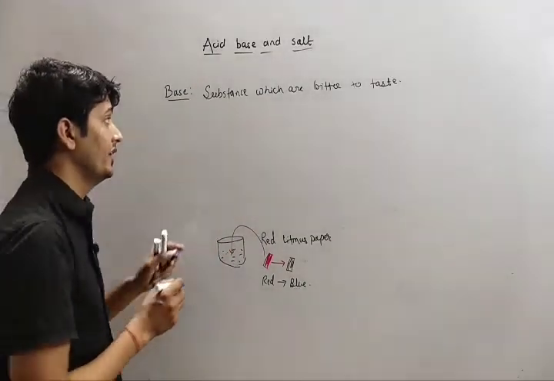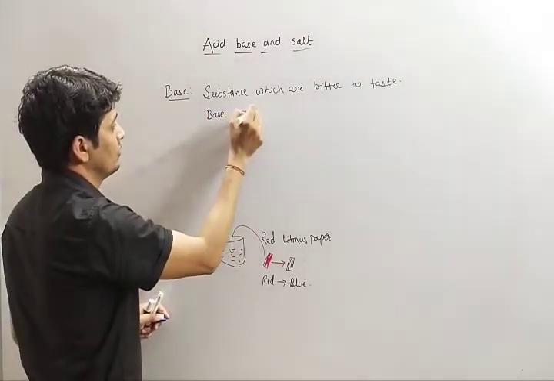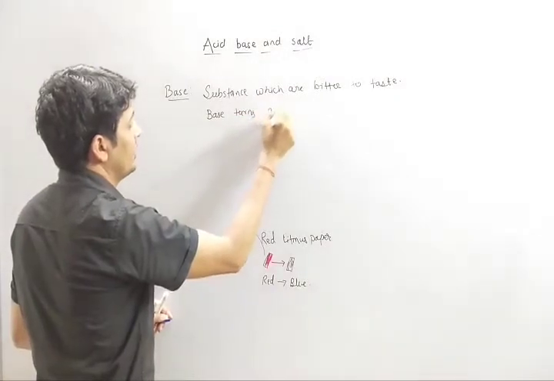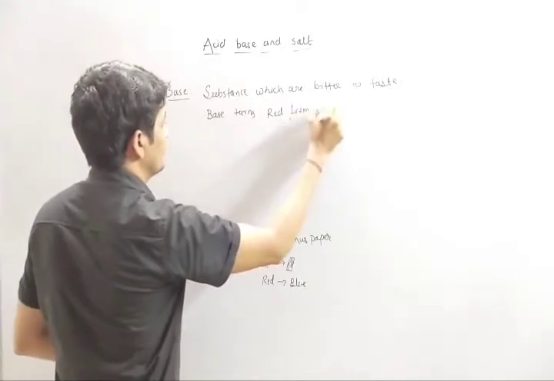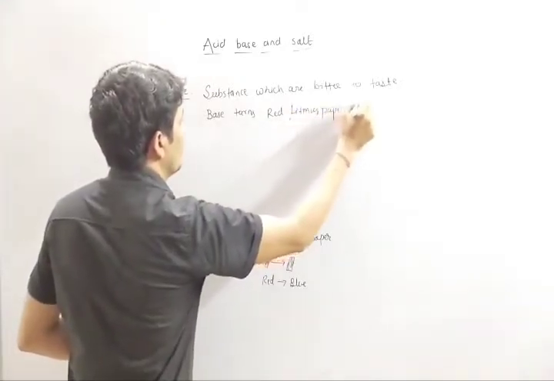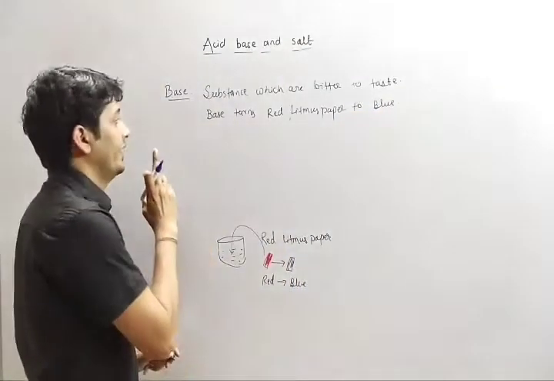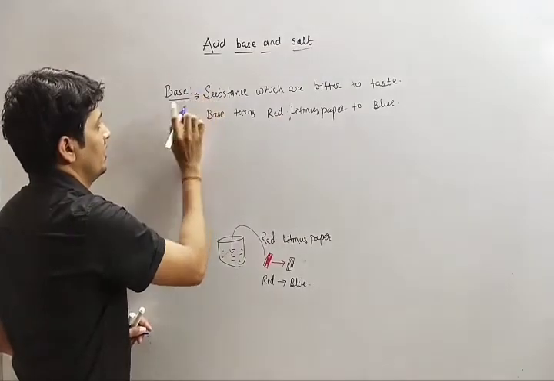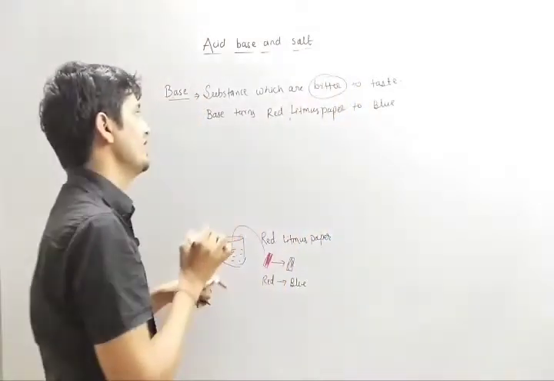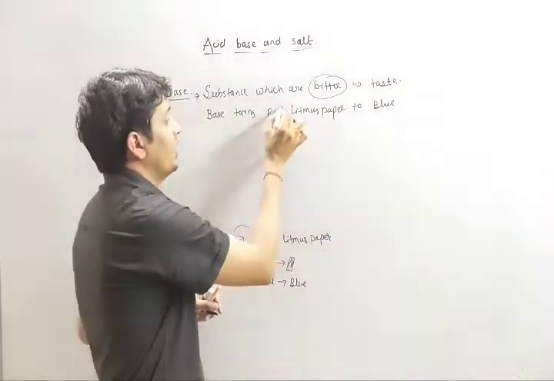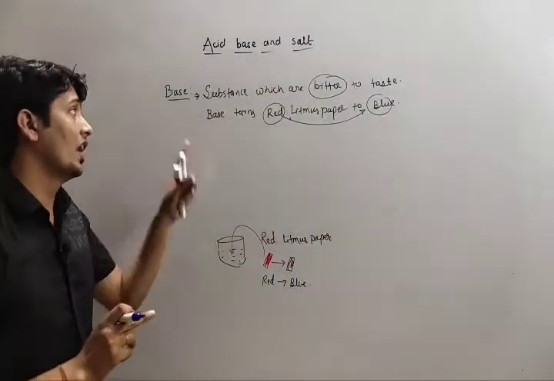Red to blue. Such substances are called bases. So we can write here: base turns red litmus paper to blue. So this is the first condition. What is the first condition? Substances which are bitter to taste are called bases. They turn red litmus paper to blue.